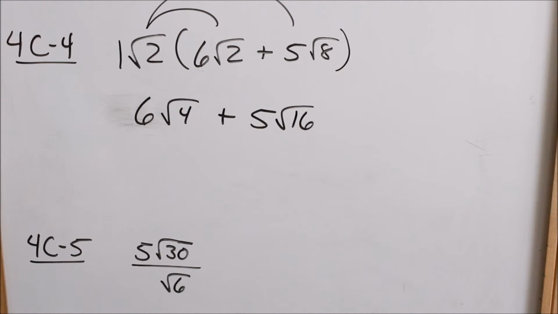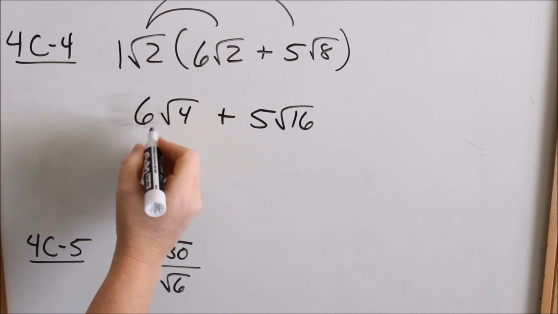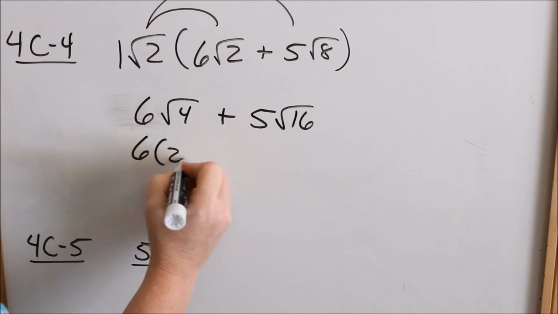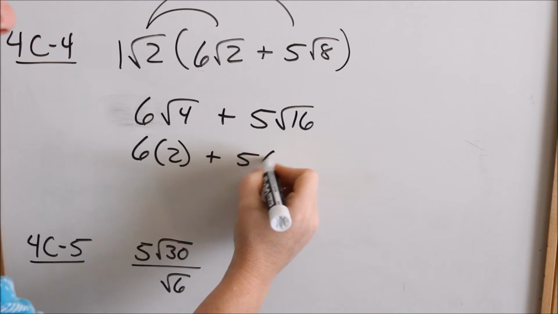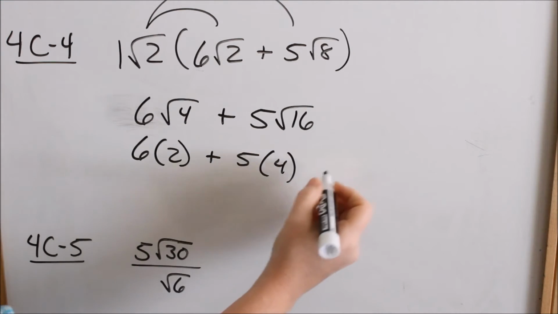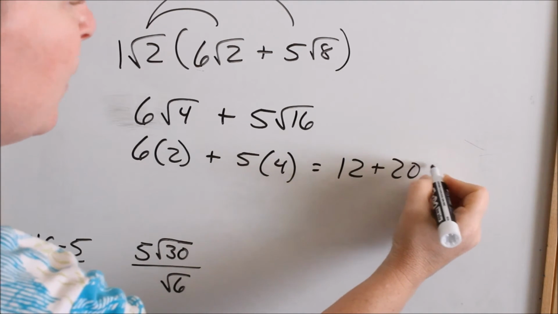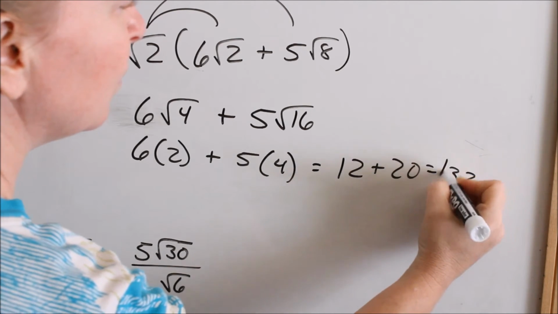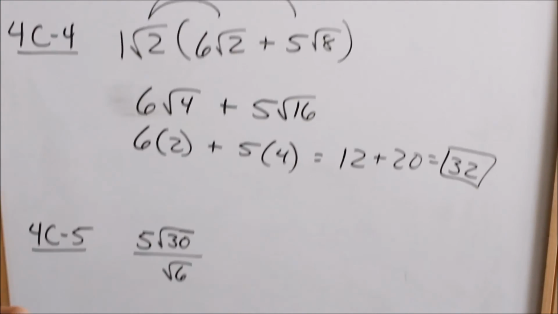Now you look to see, can you simplify your radicals? This means 6 times square root of 4. Square root of 4 is 2, so that would be 6 times 2. 5 times the square root of 16, the square root of 16 is 4. So now that becomes 12 plus 20, 32. Not always will you be able to simplify it down that far.